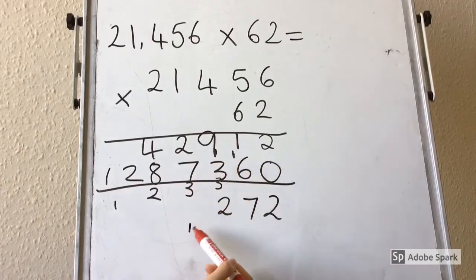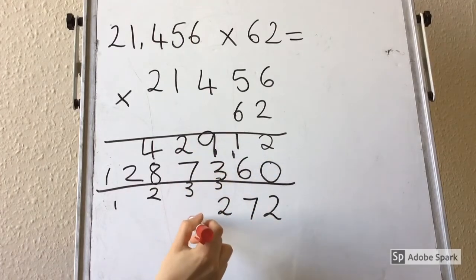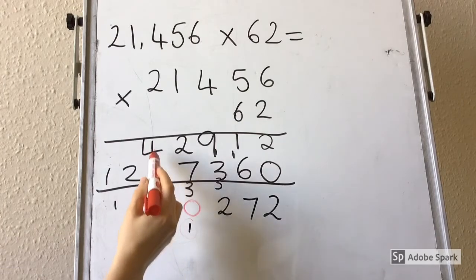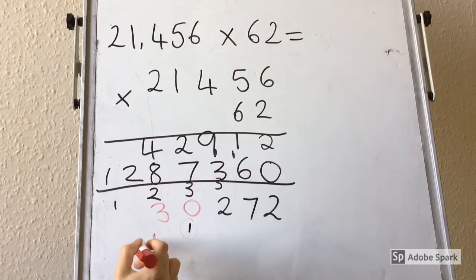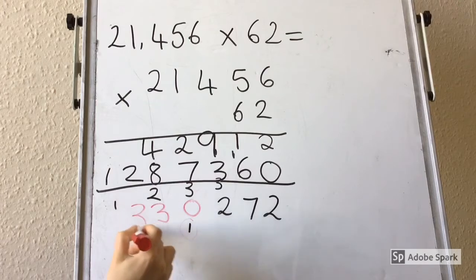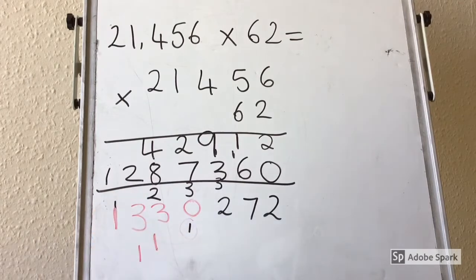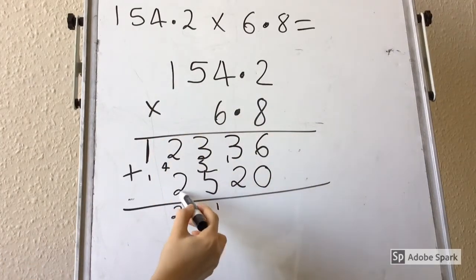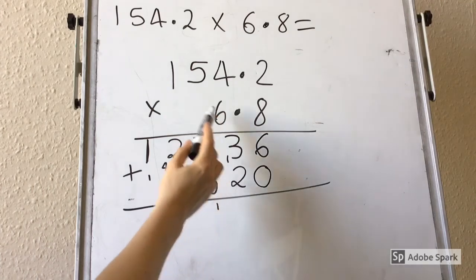Well done if you spotted my mistake. Although I carried the 1, I forgot to add it on, so 7 plus 2 plus 1 is 10, carry the 1. 8 plus 4 plus 1 is 13, carry the 1. 2 plus 1 is 3, and 0 plus 1 is 1. So big well done if you got 1,330,272. When doing long multiplication with decimals, like in short multiplication, we're going to add the decimals in after.